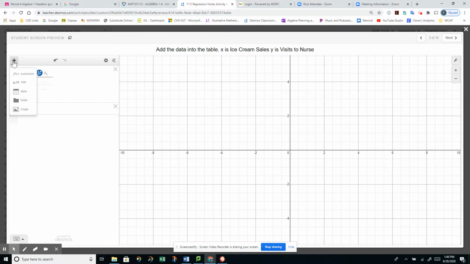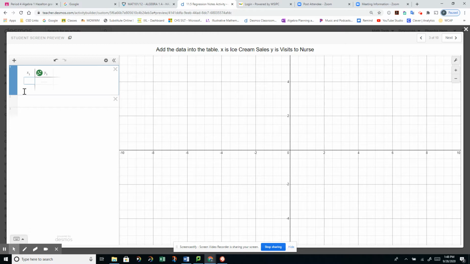Okay, so notice that I went up here and I went to add a table. So I've added my table, right? So I went up here and I hit the plus and then I went to table. And I'm going to put in my data.